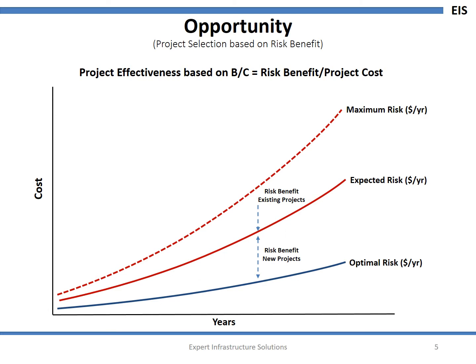One of the opportunities in this approach is to be able to look at individual projects from a monetized risk benefit to cost ratio standpoint. So as risk is reduced through project implementation, you can compare that to the cost, and that gives you a benefit cost ratio. You can also look at existing resources that are being spent right now to hold the risk curve down and determine project effectiveness from that standpoint.